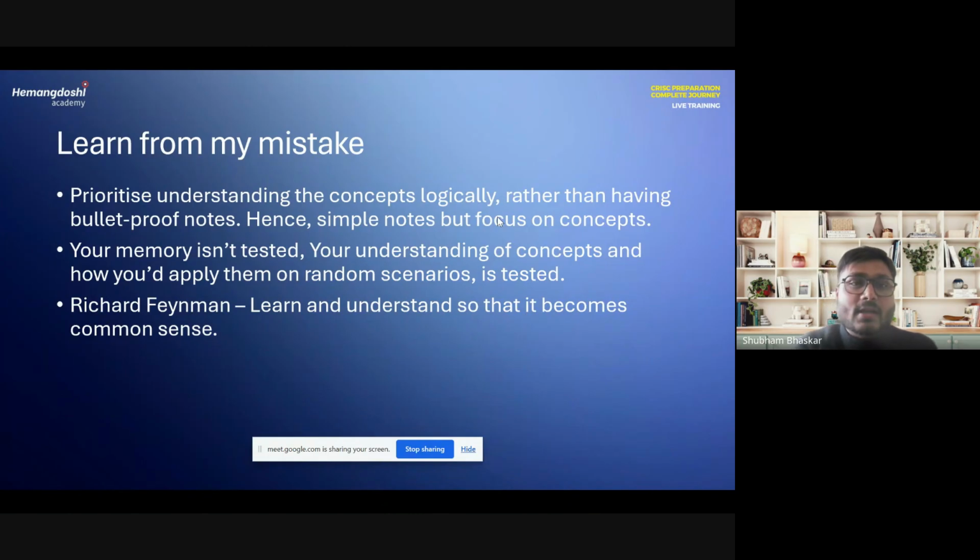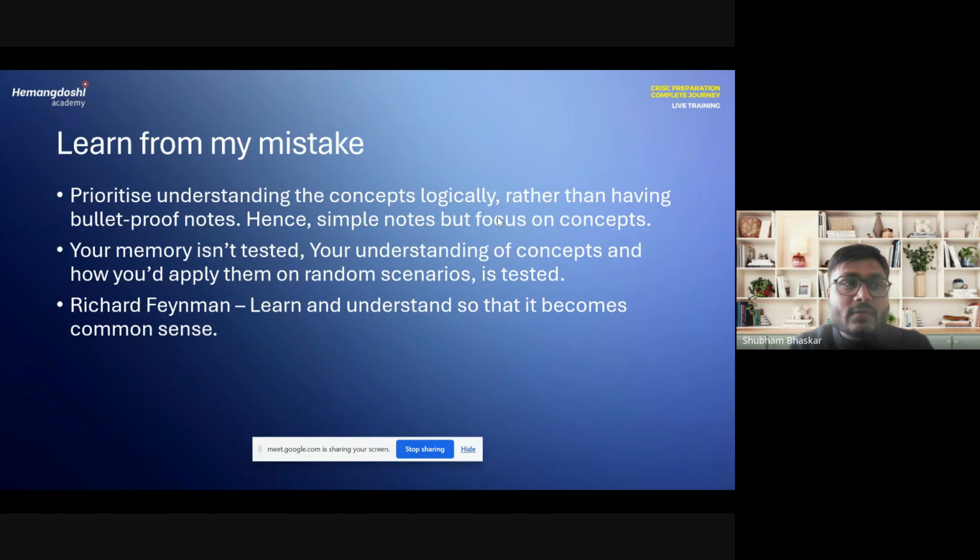During the exam, what I realized is that your memory is not tested. Your understanding of concepts is tested, and how, when random scenarios are thrown at you during the test, you apply the same concepts that you learned during your study period, that's what will determine your success, right? Richard Feynman, a famous physicist, I'm sure most of you would know him, said to learn everything so that it becomes common sense, right? And that's what my goal was, and that's what my outcome was out of the ISACA exam.